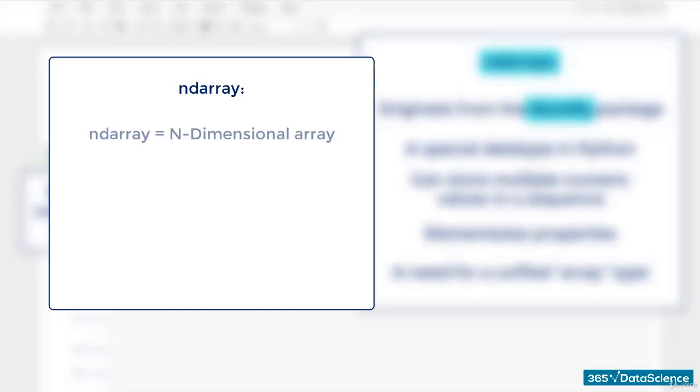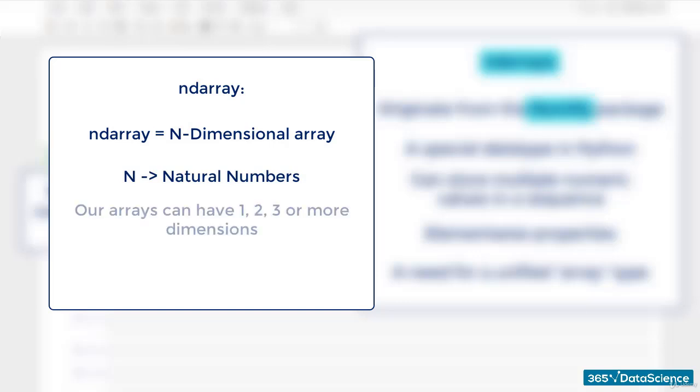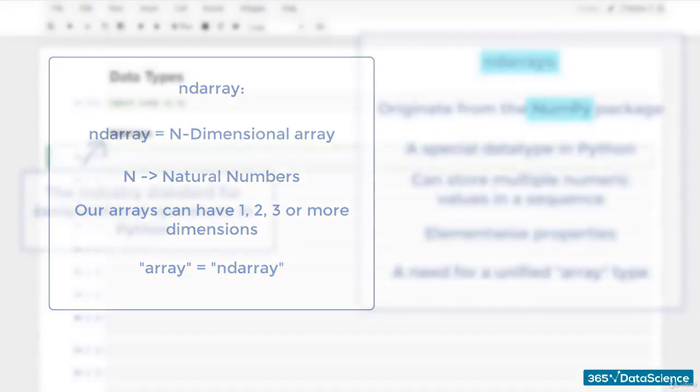To clear up any confusion, please don't forget that the letters nd relate to n dimensions. In mathematics, we use the letter n to designate natural numbers. Likewise, our arrays may have 1, 2, 3, or more dimensions. Therefore, whether we say an array or an ndarray, we practically mean the same thing.